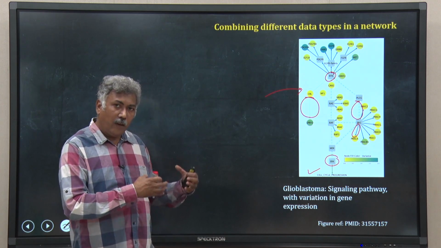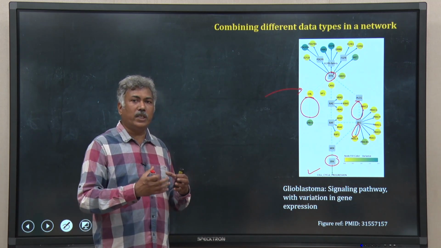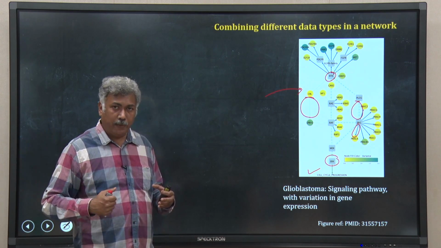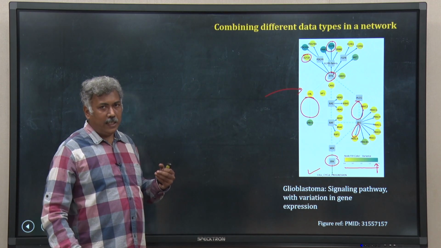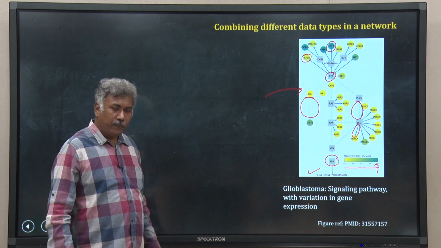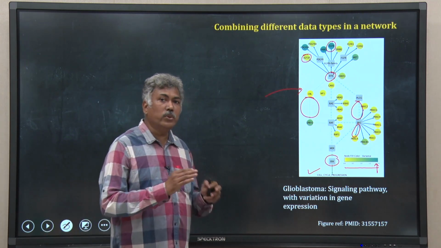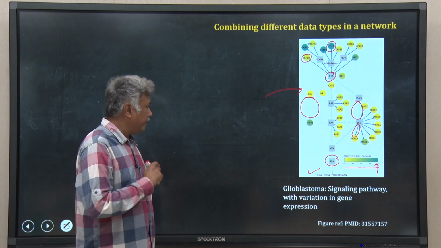Now, this information they have got from a database, and on that they have layered the gene expression data. They have observed the variation in expression of this gene across different glioblastoma patient samples, and that information is color coded like this from yellow to green, and each of these proteins is now color coded by that. So, you can see EGFR is on this side. That means it has a high variance in expression in different samples, whereas IGF-1R has lower variation in expression across different samples. So, in this way they have layered two sets of different data in one network diagram.